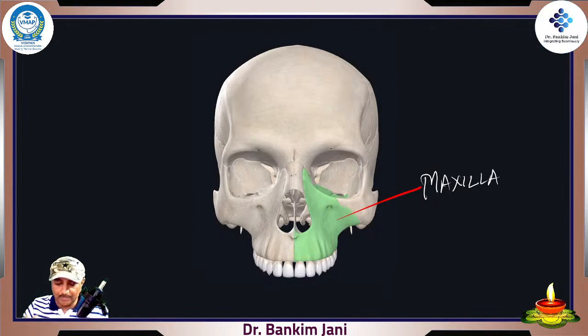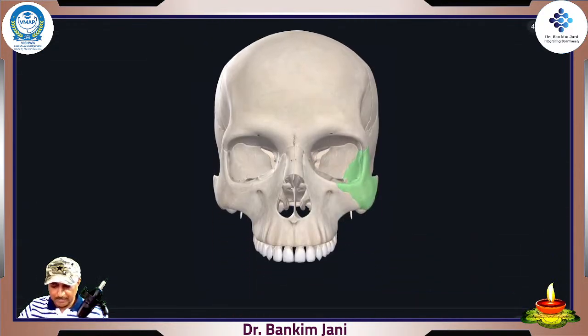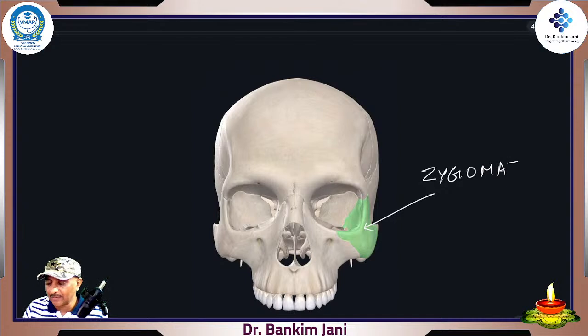So we have to write right or left with respect to that person. This gentleman would say that this is his left side, so this is the left maxilla, right? Now this one really forms your cheeks, when you smile, right? So it is the zygomatic bone, right?